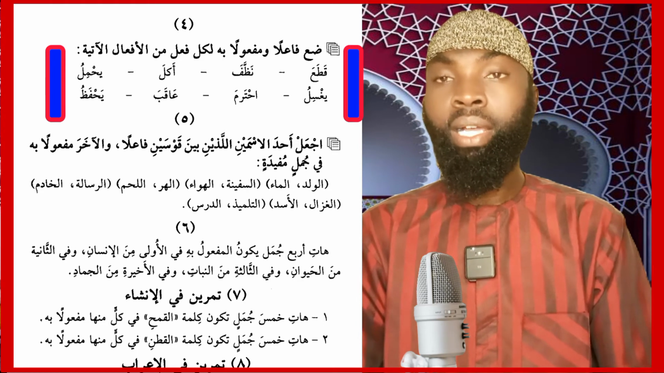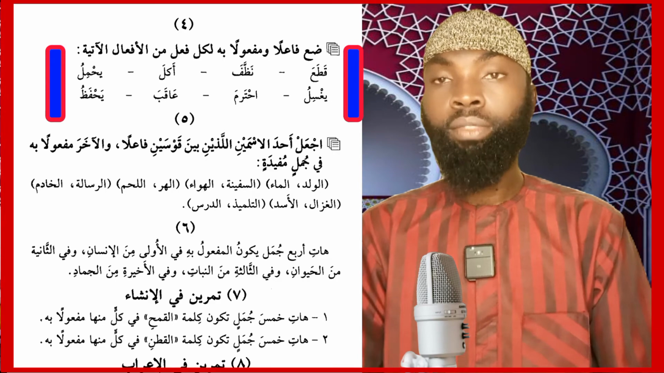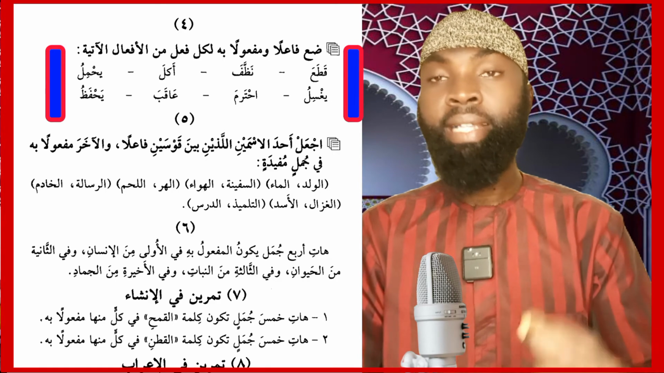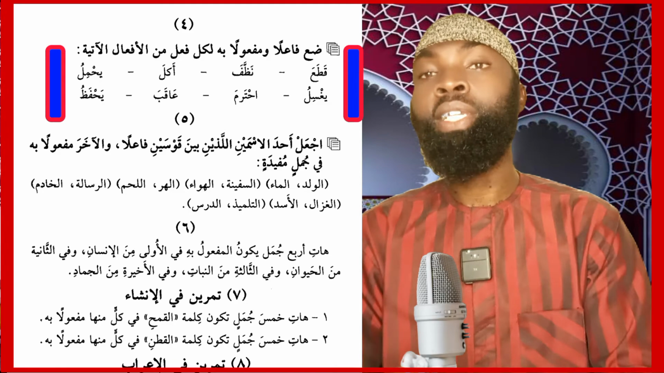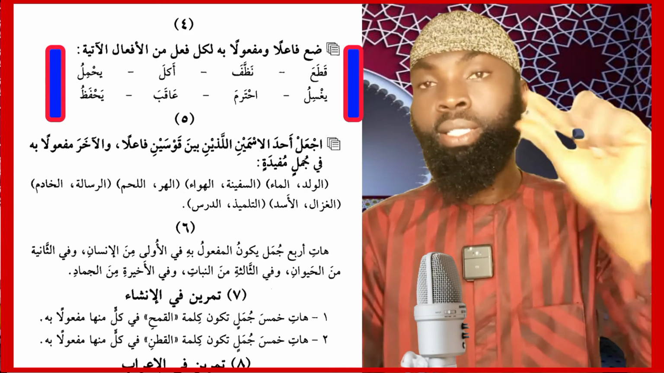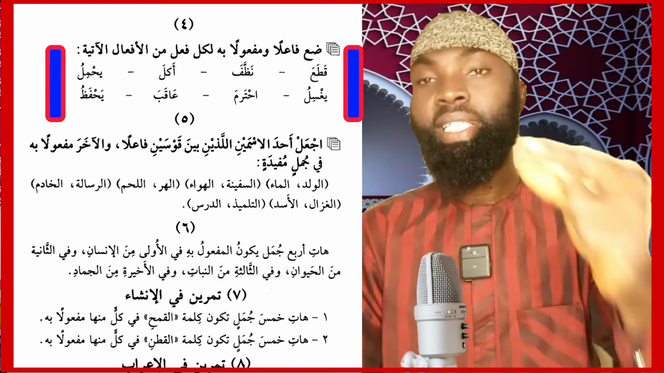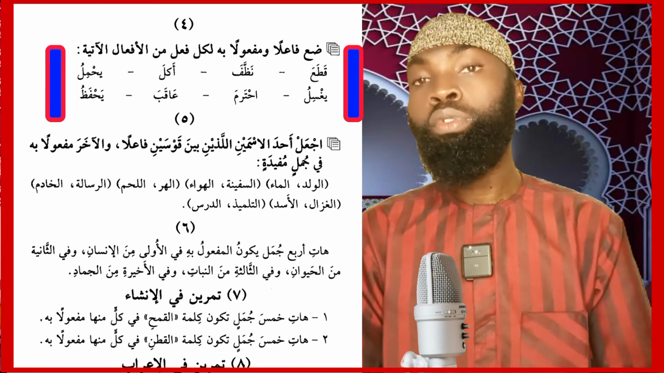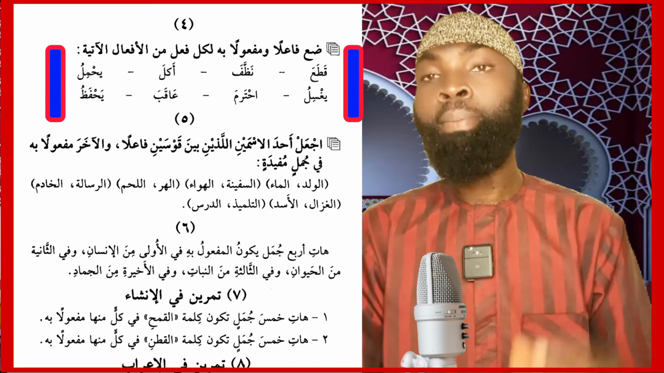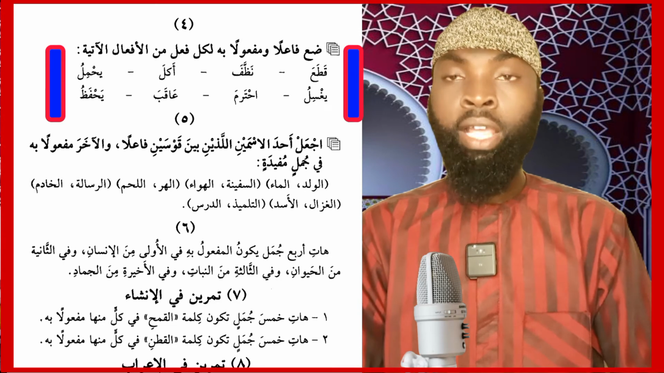Next we have akala. We can say akala Muhammadun at-ta'ama. Muhammad ate the food. The same Muhammad fa'ilun, at-ta'ama maf'ulun bih. And we can say the fa'il is ending with the dhamma, that is the nominative case, and the maf'ulun bih, which is the at-ta'ama, ends with mansub, the fatha. Then we have yahmilu.